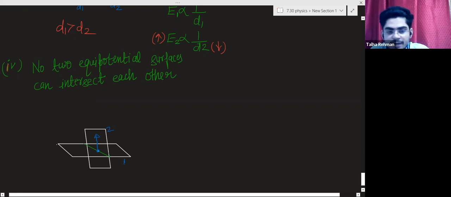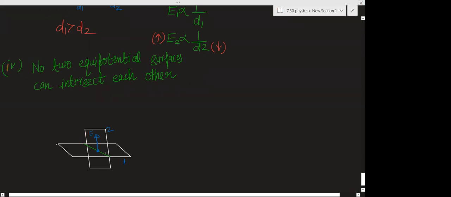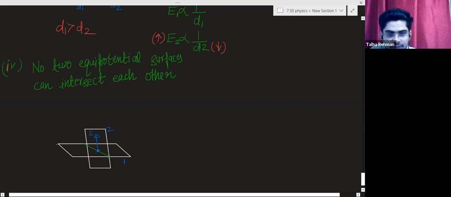Now look at this surface 2. This point is also on this surface 2, and the direction of electric field should be perpendicular to this surface 2. So the direction should be like this, perpendicular. So there are two directions of electric field at a point. That is not possible. That's why we can say no two equipotential surfaces can intersect.